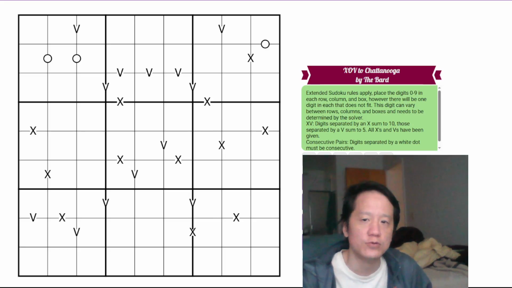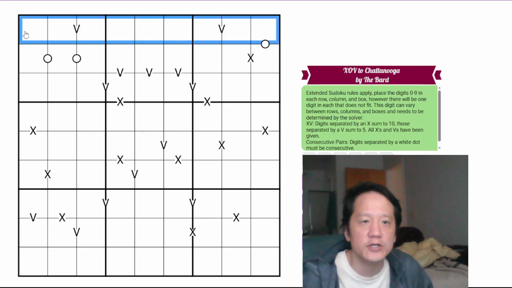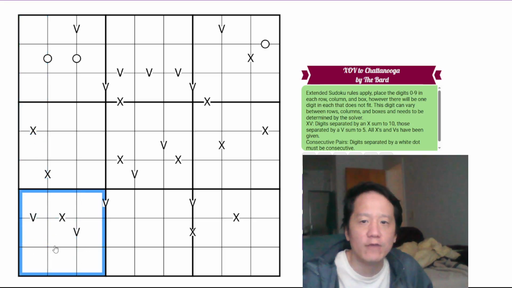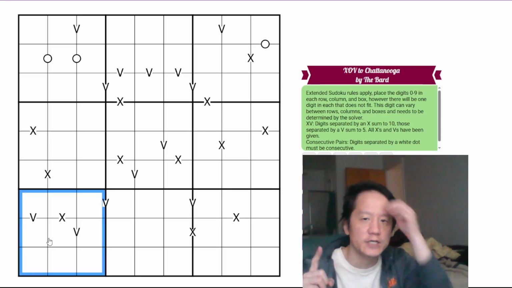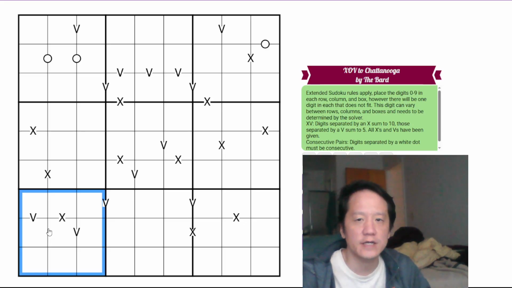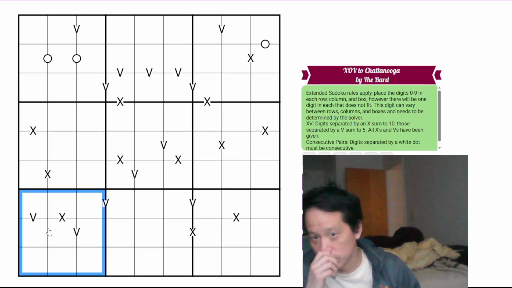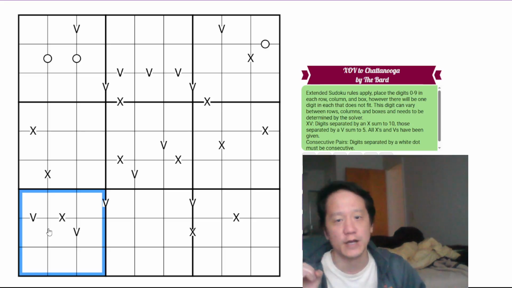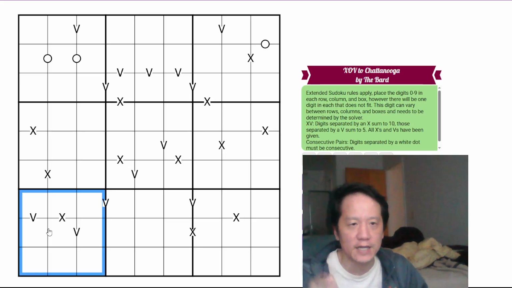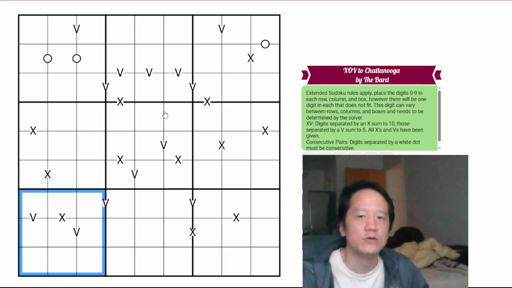Extended Sudoku rules apply, which means place the digits 0 through 9 in each row, column, and box. However, there will be one digit in each that does not fit. So basically, it's still normal Sudoku rules, but it's place the digits 0 through 9 in every row, column, and box without repeats. This digit can vary between rows, columns, and boxes and needs to be determined by the solver.